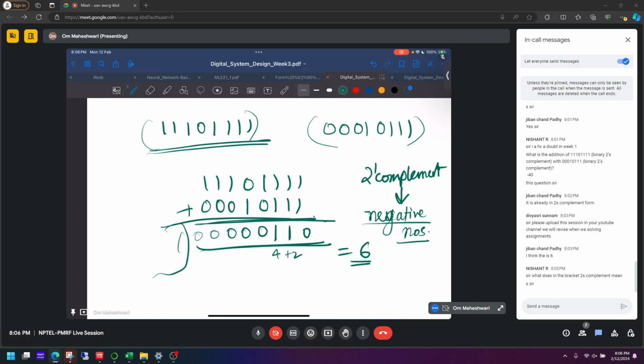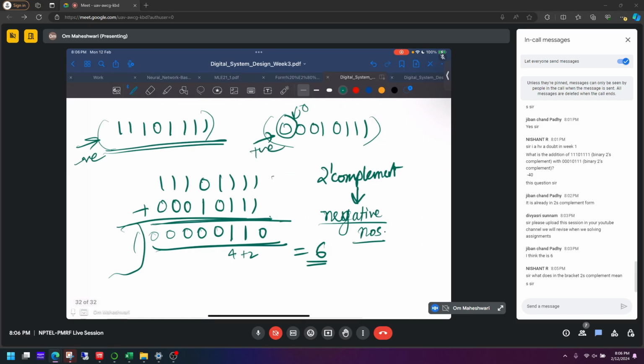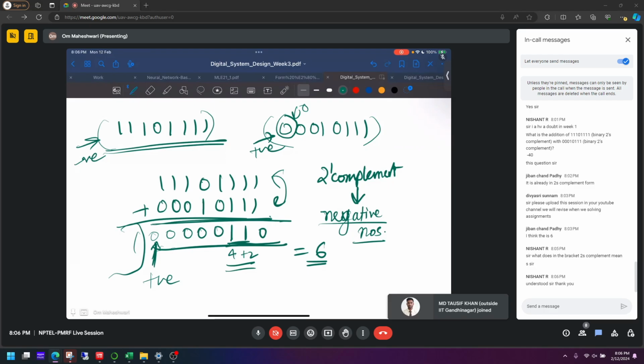So this is one of the negative numbers. This is one positive number because this number is 0. It is positive. So when we add these two numbers, we get this, which again is 0. That means this is positive, so you can directly convert it to 6. I request you revise the week 1 session so it will be more clear to you. I have explained all the cases there.